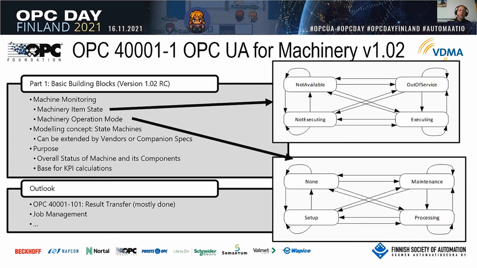We're currently working on job management, and of course, we will continue addressing common functionality in the area of machinery. And you have seen it's already used in several other specifications. It's not used in all companion specifications in the area of machinery at the moment, because some of them have been released before that, and so they will adapt this over time in their next release.